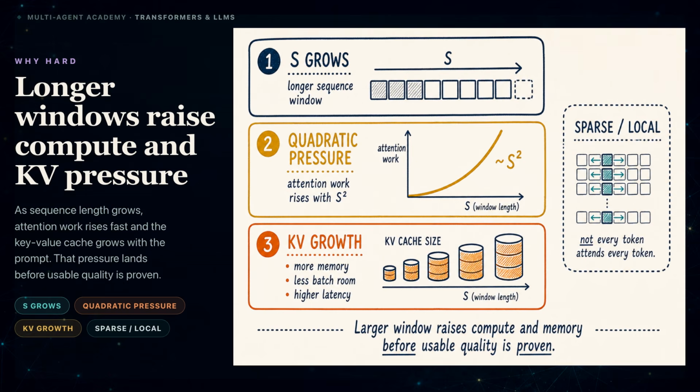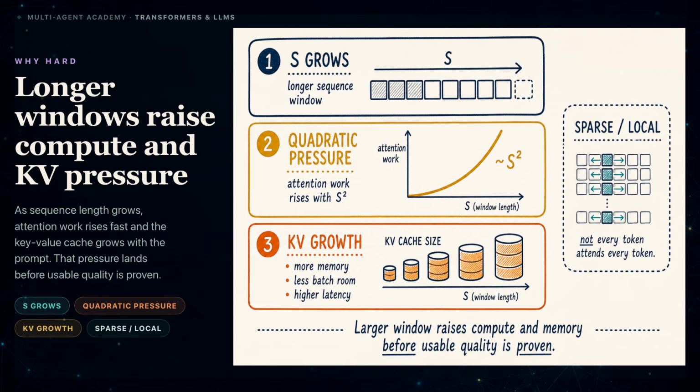Longer context costs more even before we check whether the answers remain good. With standard full attention, the amount of attention work grows roughly with the square of the sequence length. Faster kernels reduce the real runtime, but they do not make very long prompts free.